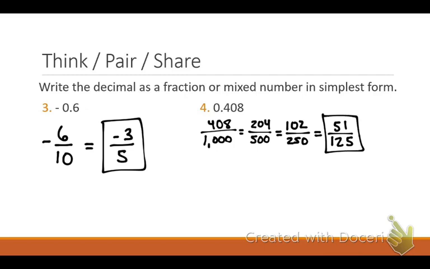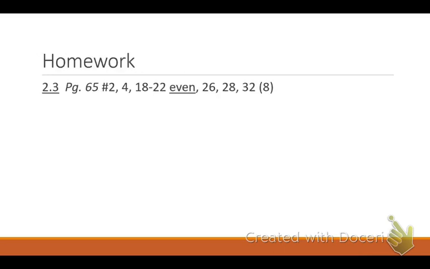51/125. So tonight's homework is 2.3, and please remember you only have to do 8 problems. That's what that 8 is there at the end.